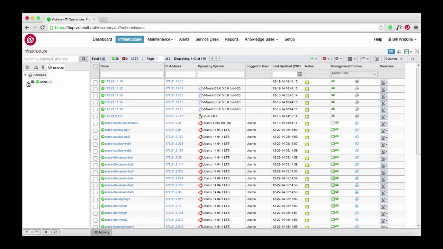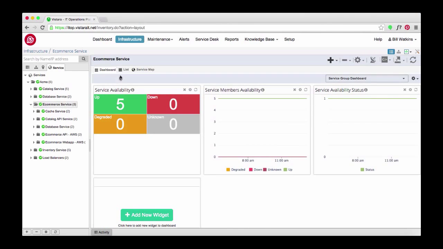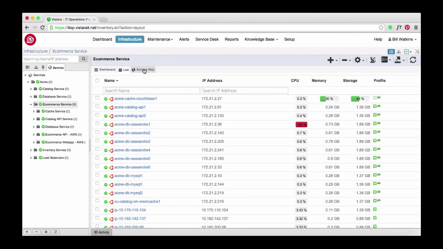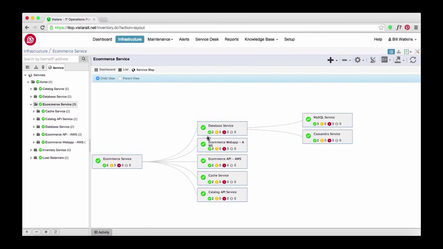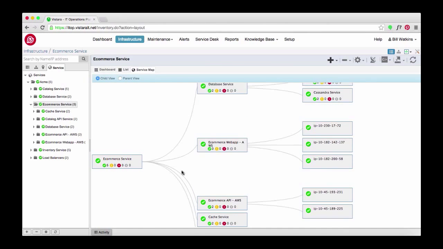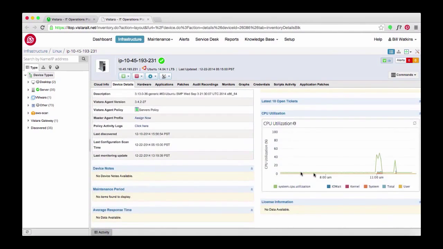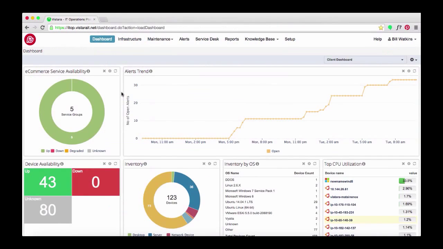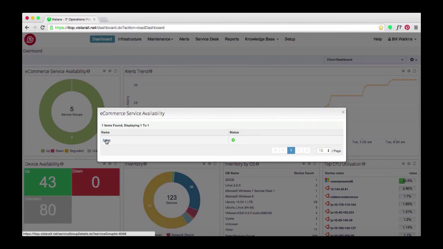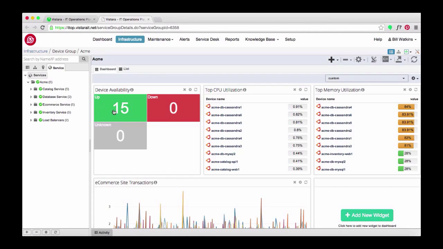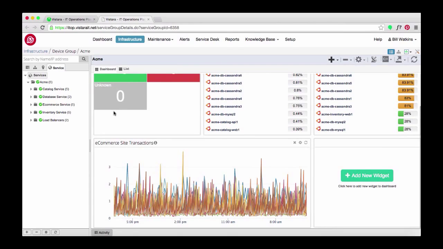Acme created comprehensive service maps in Vistara that capture business applications that run across on-premise, private, and public cloud deployments. With these service maps in place, the DevOps team is empowered to manage the availability, health, and performance at the service level and to drill down to individual elements. Vistara has customizable dashboards with role-based access control that allows you to see your performance metrics and status at the service level.